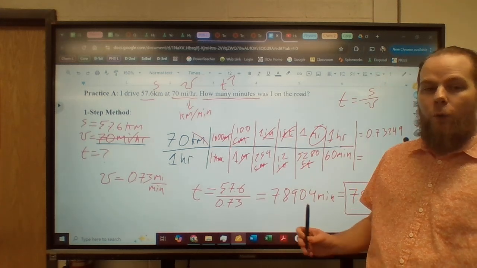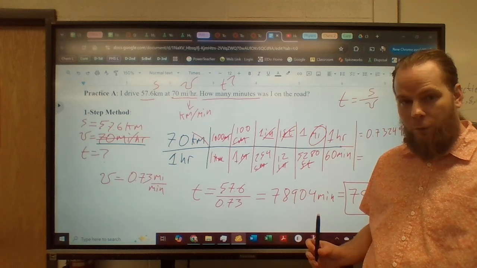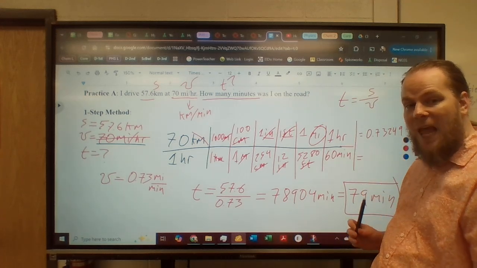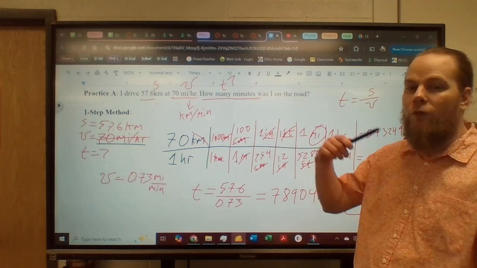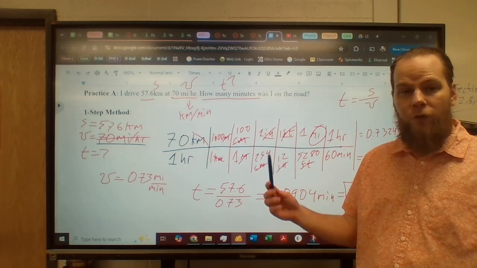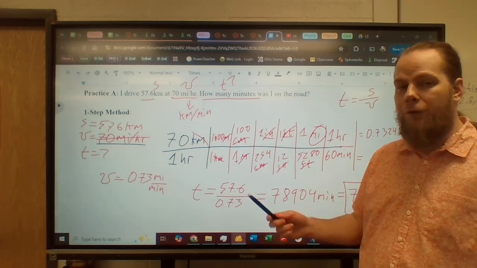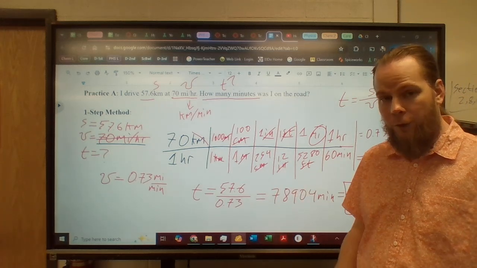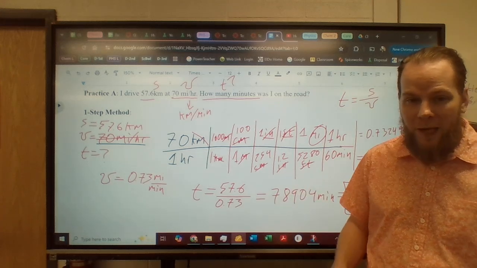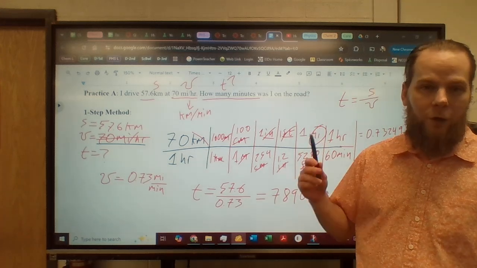Okay, so that comes out pretty nice for us. And we just get the answer. Using the two-step method, we'll do two conversion tables, one to convert distance and the other to convert time. I'm going to show you how to do that next, but first I have to erase all this and scroll a bit.